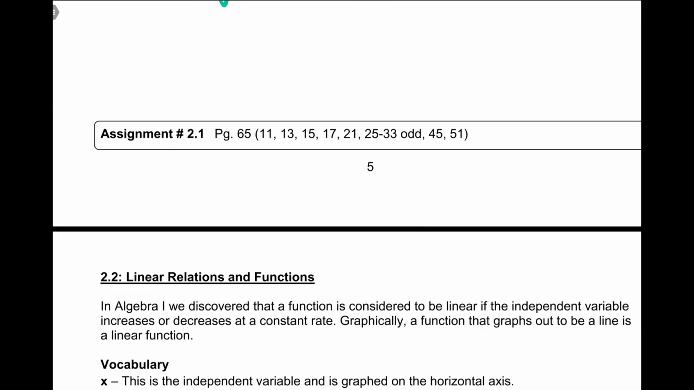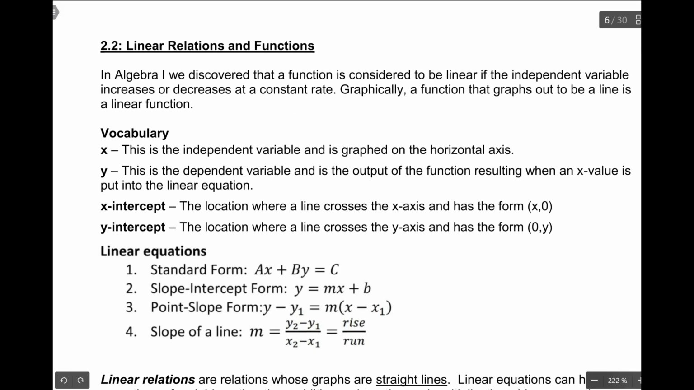Welcome to the screencast. I'm going to do the screencast for 2.2, linear relations and functions.